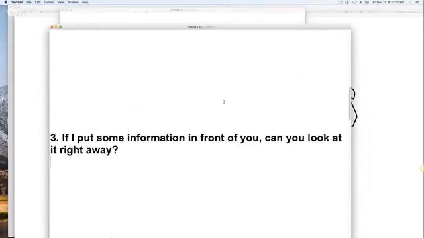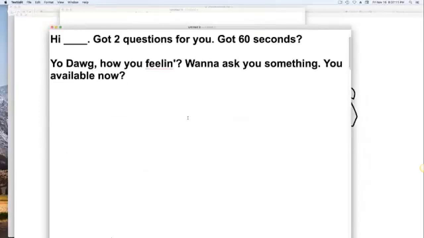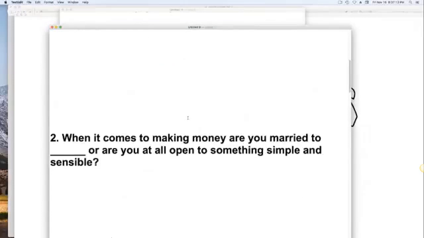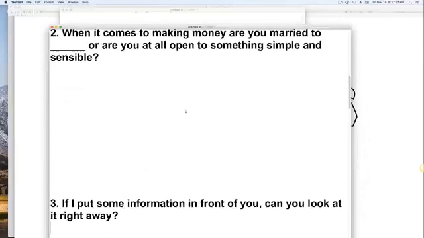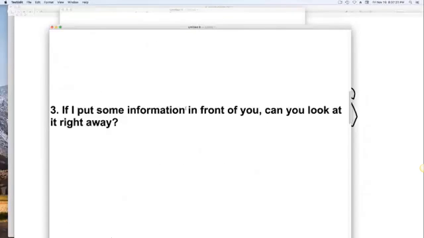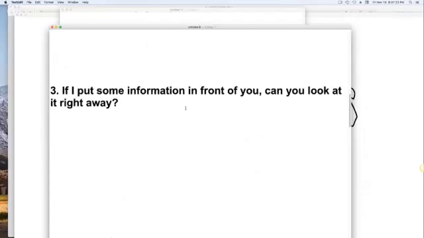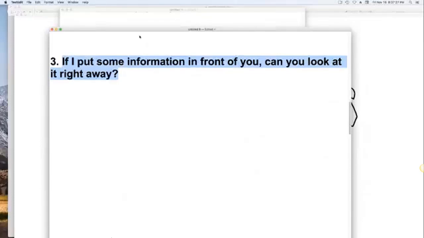Where in this process have I explained the product or the business? Nowhere. Is there somewhere in here where I should be doing that? No. If he wants the information, this is the question right here. If I put it in front of you, can you look at it right away?